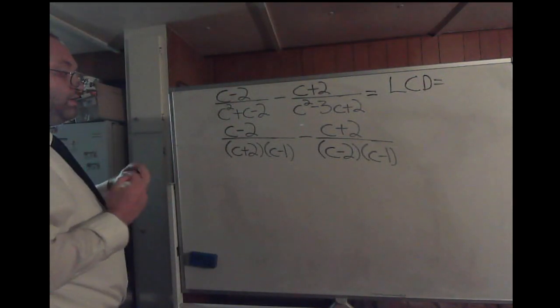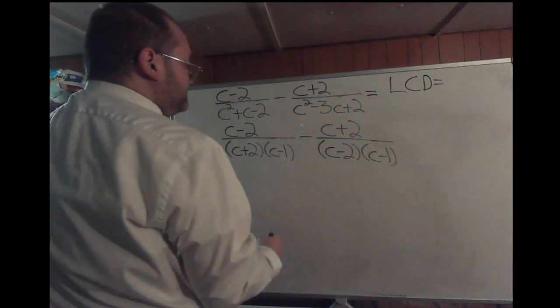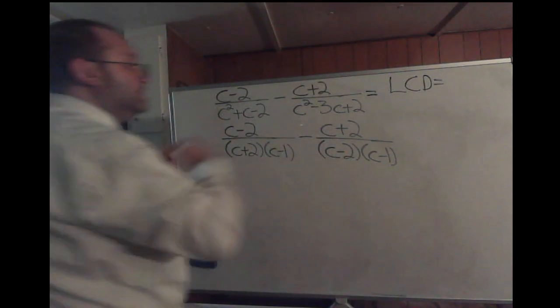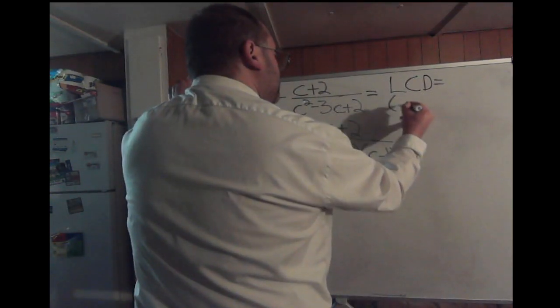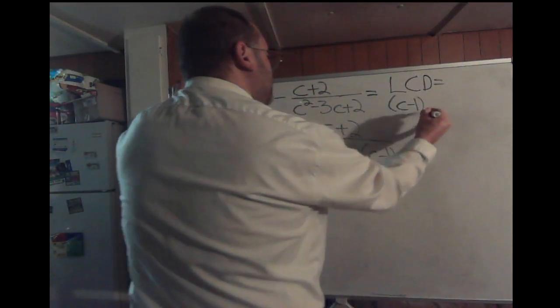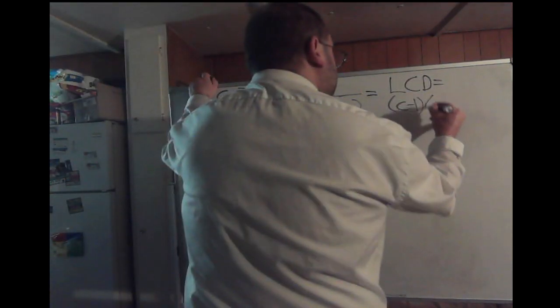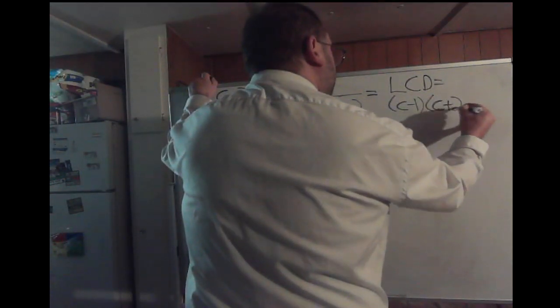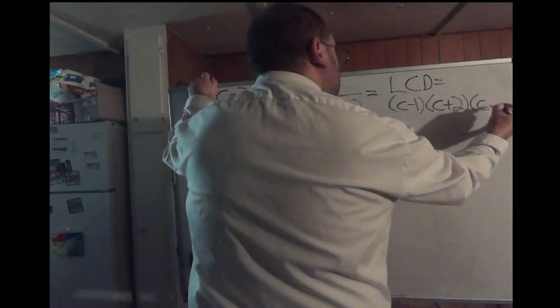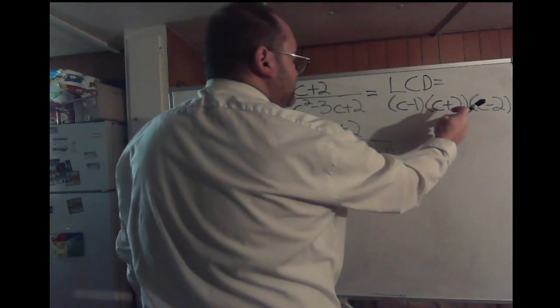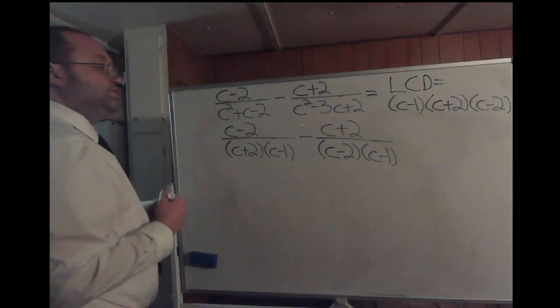Alright, well, we have two different denominators. The only term they have in common is c minus 1. So that's going to be part of your least common denominator right away. Then you have a c plus 2 and a c minus 2. So your least common denominator is going to be c minus 1 times c plus 2 times c minus 2.